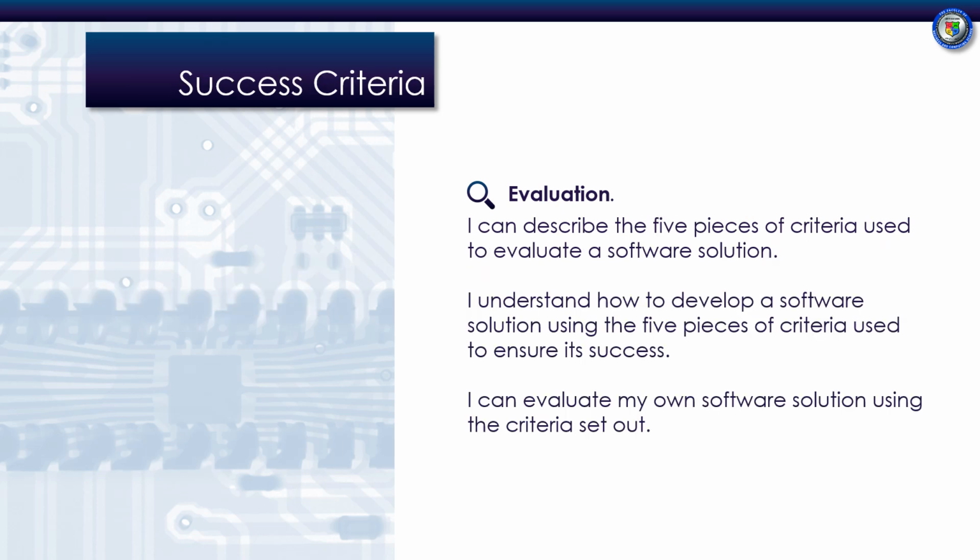As always, we have some success criteria to follow. For today's lesson, they are as follows. I can describe the 5 pieces of criteria used to evaluate a software solution. I understand how to develop a software solution using the 5 pieces of criteria used to ensure its success. I can evaluate my own solution using the criteria set out.